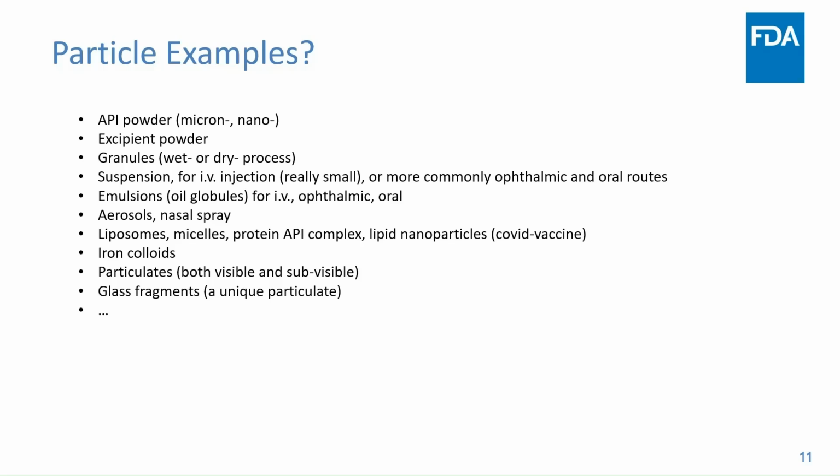And also suspension that can be really small, suitable for intravenous injection, or can be very large for topical applications like ophthalmic or oral. And also emulsion, I've seen examples that can be used for ophthalmic topical use or oral emulsions as well. And aerosols used for nasal inhalation applications. And of course, a lot of nanotechnology products like liposomes, micelles, protein drug complexes like Abraxane, the paclitaxel product, as well as lipid nanoparticles, which is a more emerging technology we know has been used in the messenger RNA COVID vaccines, and iron colloids.